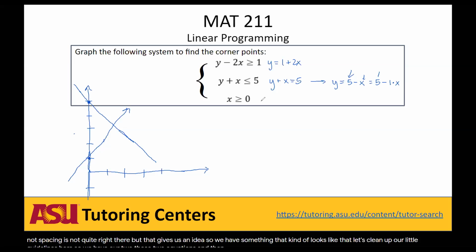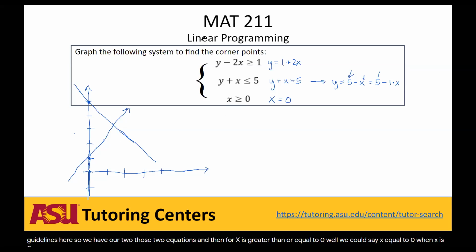And then for x is greater than or equal to 0, we could say x equals 0. When x is 0, we know that we're talking about the y-axis here, because x is always 0 no matter what y is along the y-axis. So that's our third boundary.